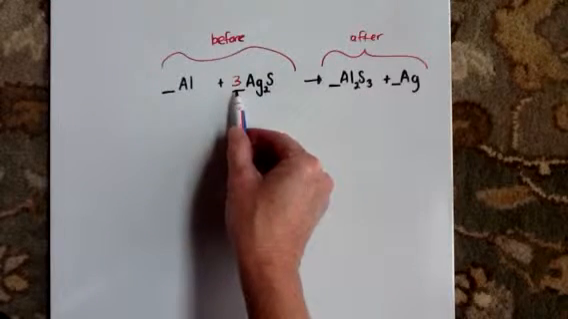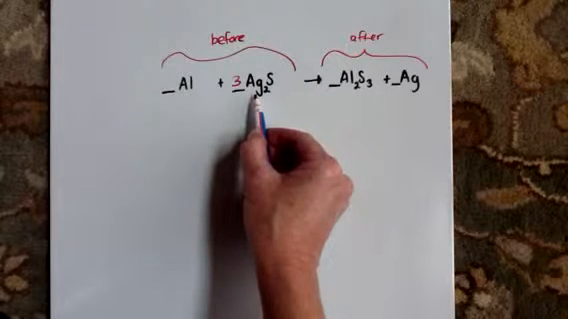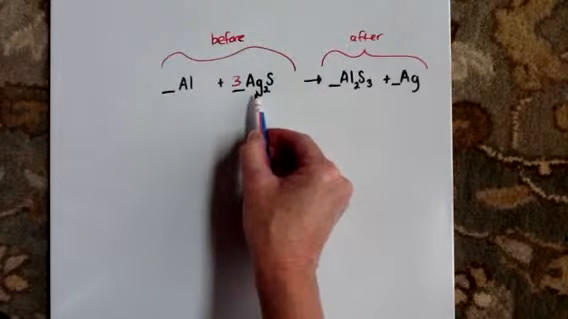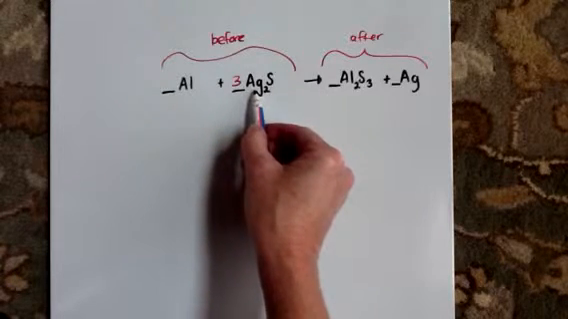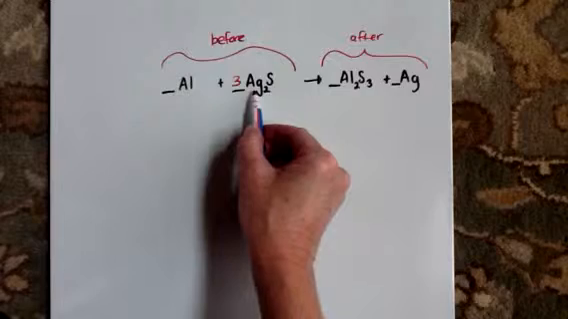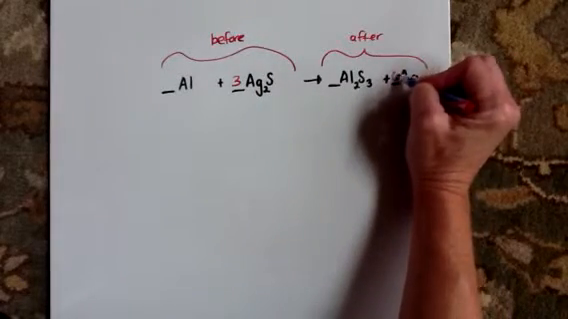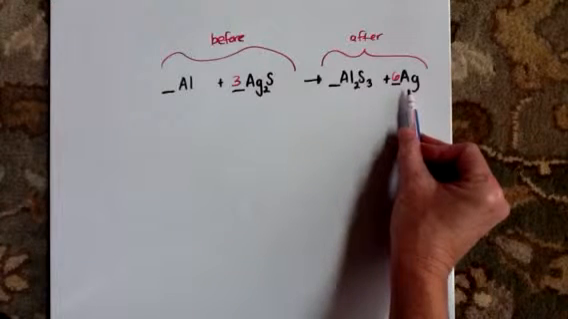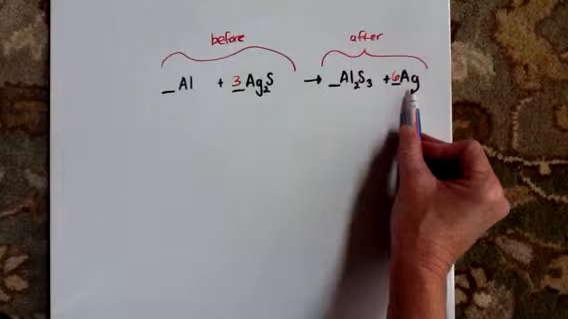Since we just put this coefficient here and that affected silver as well, let's go to silver next. Can you see how many silver atoms are before? It's 3 times 2. This represents 6 silver atoms. So on this side, we need to add a 6 for the coefficient here. So sulfur and silver are both balanced. That leaves aluminum.